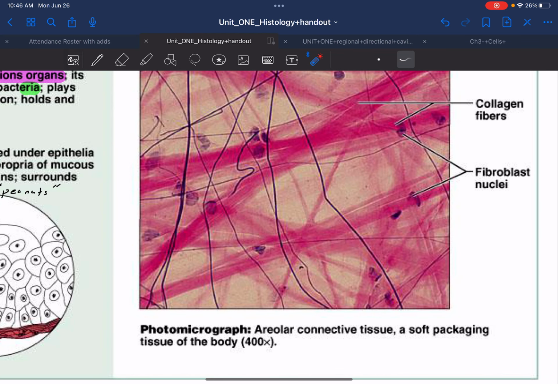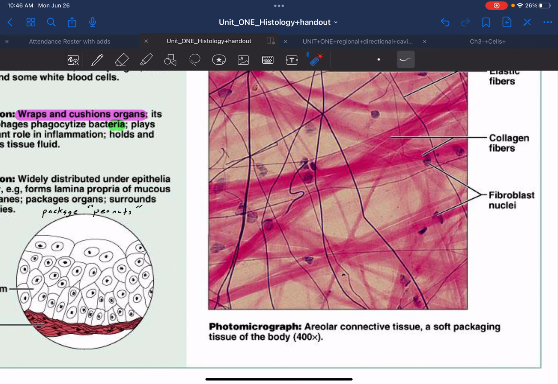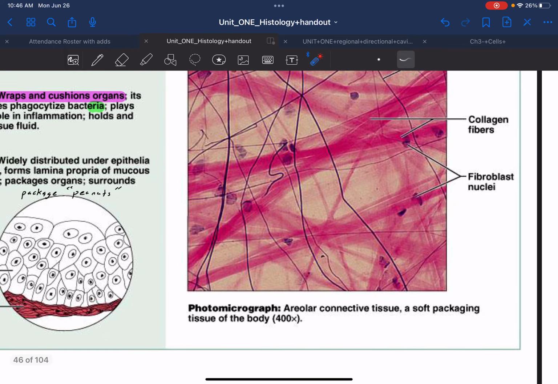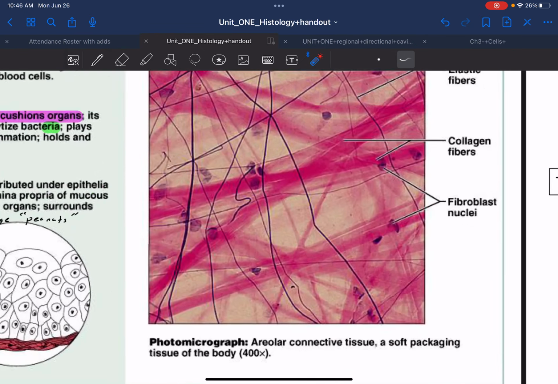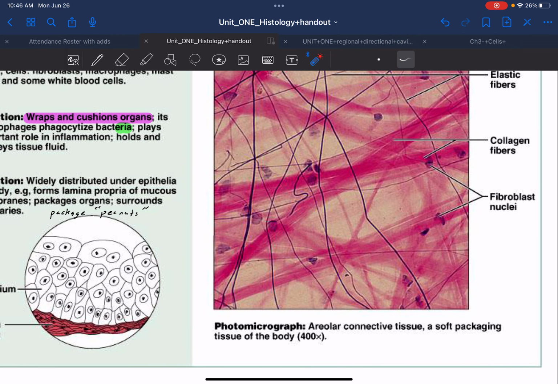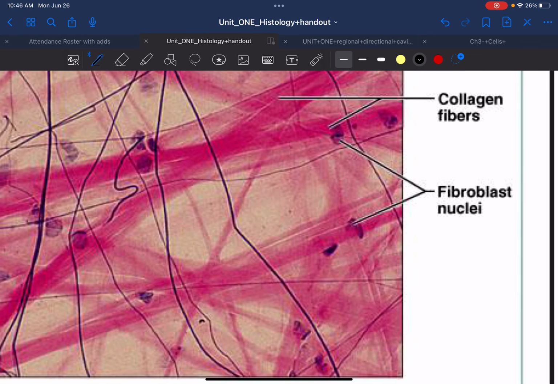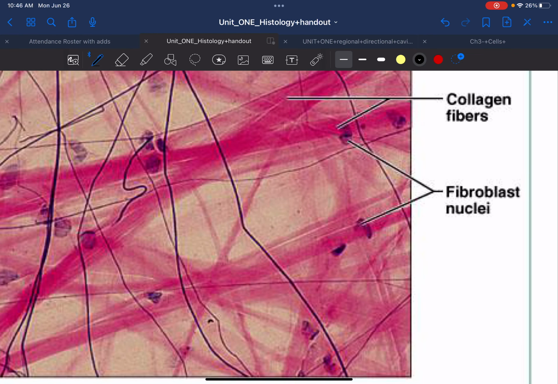Now, the cells have a name. These cells are not just called cells. If you notice, we haven't heard the word cuboidal cell, we haven't heard the word squamous cell, we haven't heard the word columnar cell. Those words do not exist with connective tissue. Each individual cell is called a fibroblast, and you can even use this word interchangeably with fibrocyte.